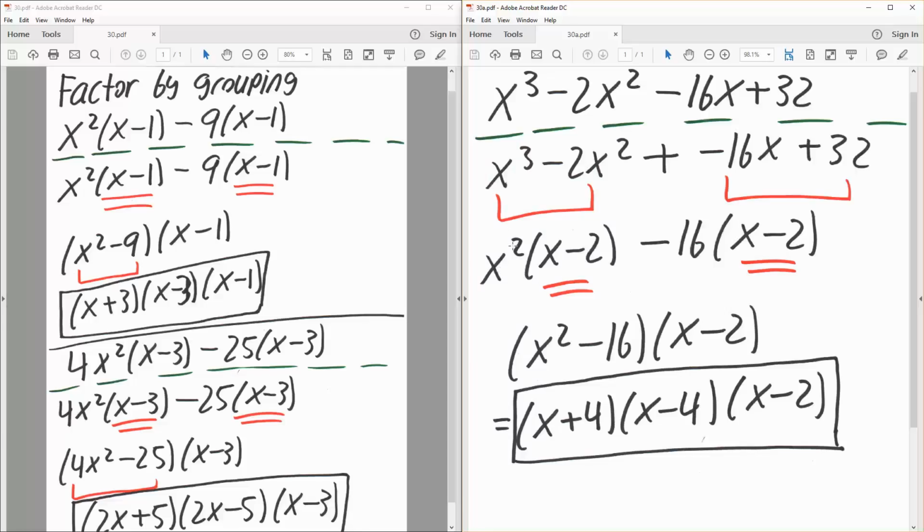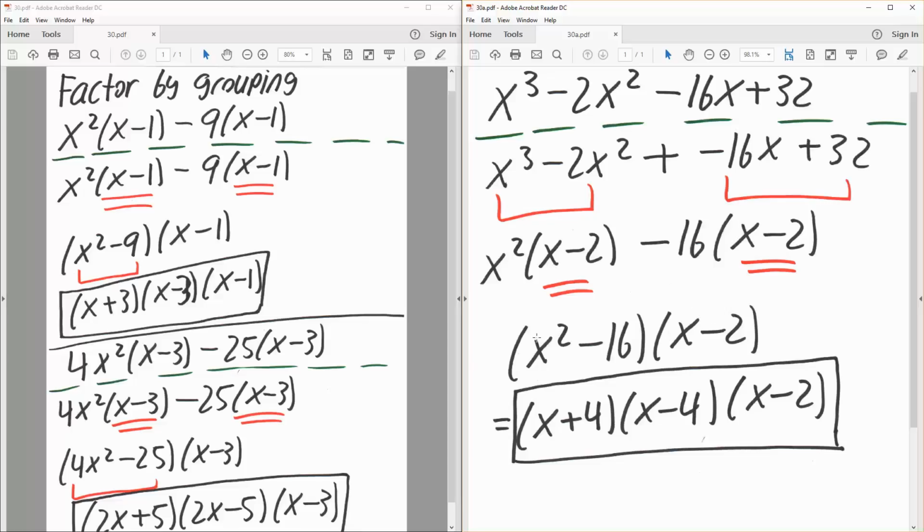This would be x squared times x is x cubed. X squared times negative 2 is minus 2x squared. Next, we can take a common factor of negative 16 for this, and we would get negative 16 times (x minus 2). Negative 16 times x is minus 16x. Negative 16 times negative 2 would be plus 32. And now what we have is similar to this and this, where our common grouping term would be x minus 2. So we could say (x squared minus 16) times (x minus 2).